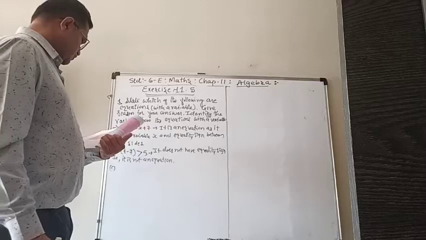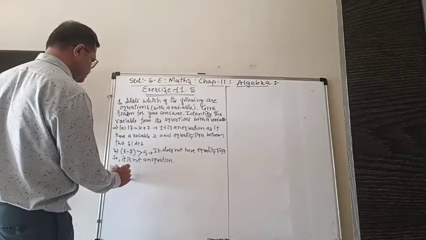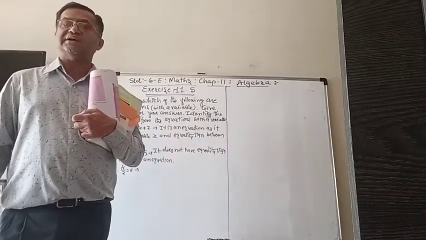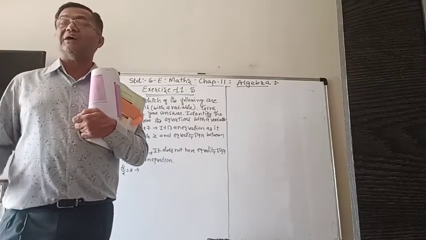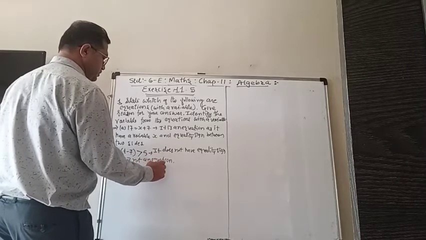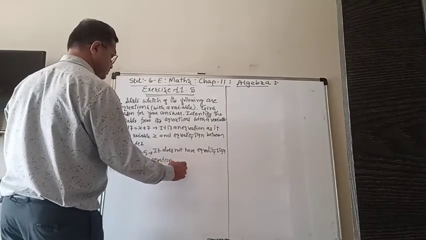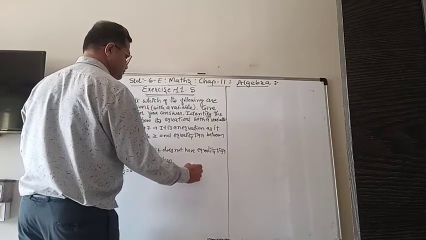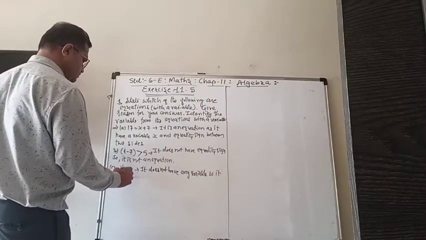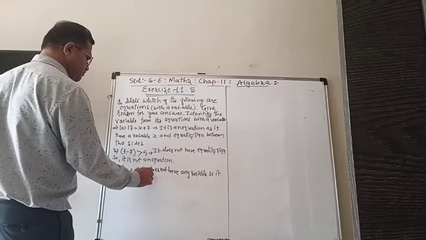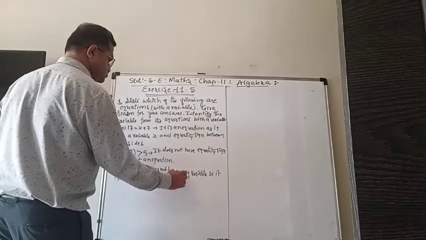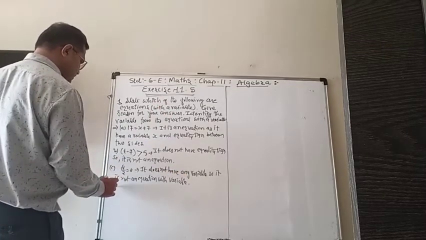C. 4 upon 2 equals 2. Here you can see that there is an equality sign, but it does not have any variable. So it is not an equation with a variable, because here we have to check only the equations with a variable.